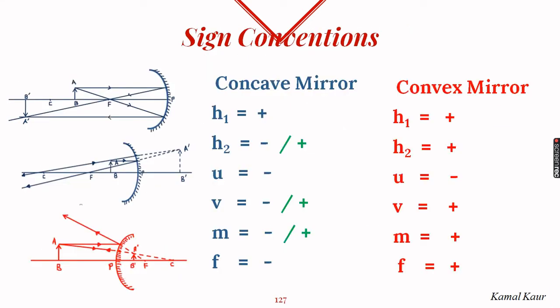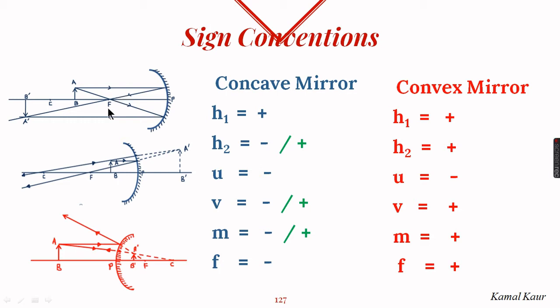Now based on these Cartesian sign rules, there are certain sign conventions for all these quantities. Let's first see for the concave mirror. For a concave mirror, we know there are two possibilities. One possibility is where a real and inverted image is formed. I have made one diagram. Another possibility is where a virtual and erect image is formed. I have made that diagram also. Now I'll consider both these conditions separately.